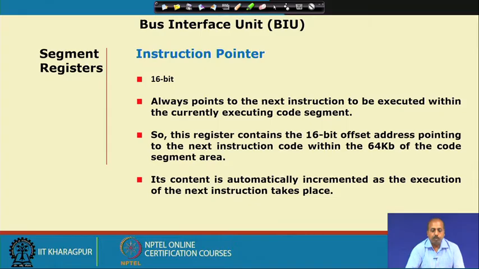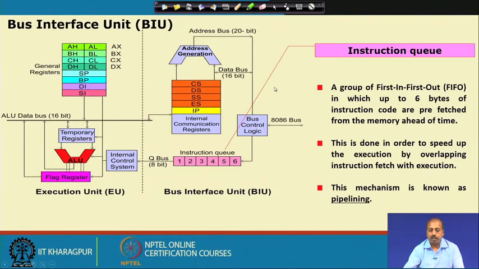Then the instruction pointer, or IP, is a 16-bit register. It points to the next instruction to be executed within the current code segment. This IP value is a 16-bit value that will be incremented after each memory access. So, 16 into CS plus IP is how the next addresses will be calculated.